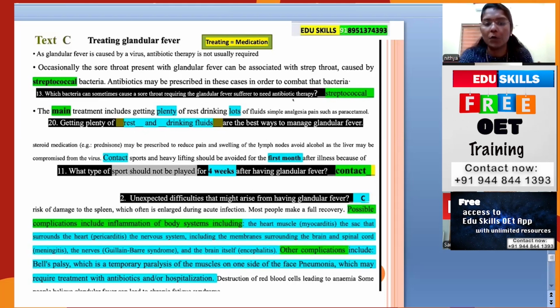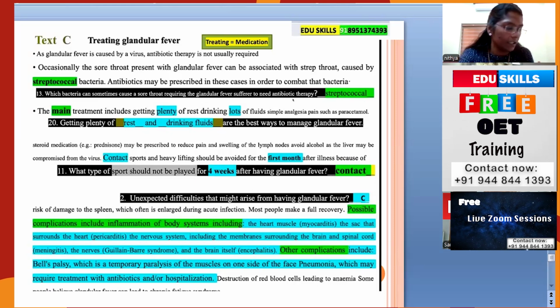Unexpected difficulties is the possible complication. Instead of that, we can see the synonymous expression, possible complication. So, our answer is text C. Then the next question is the 11th.